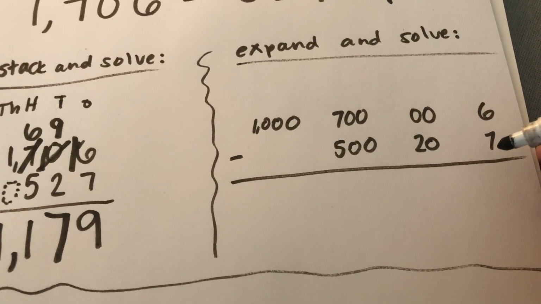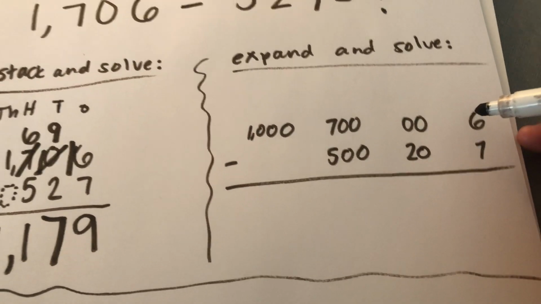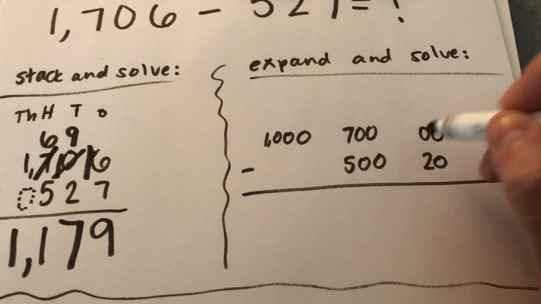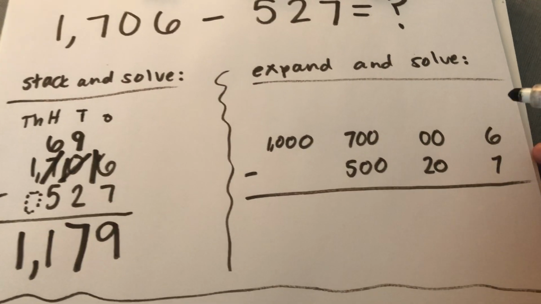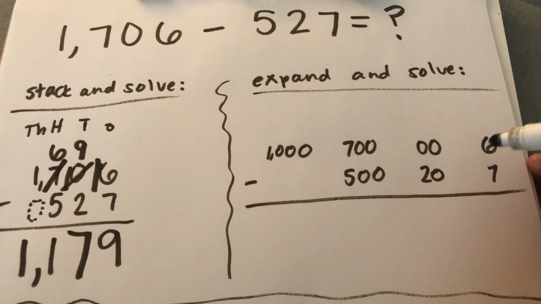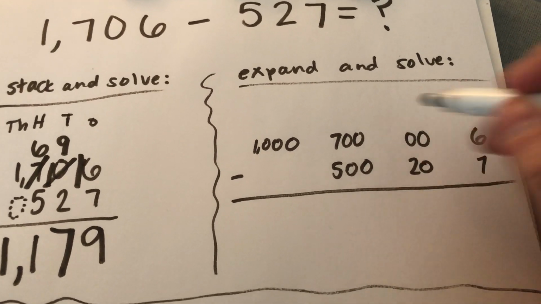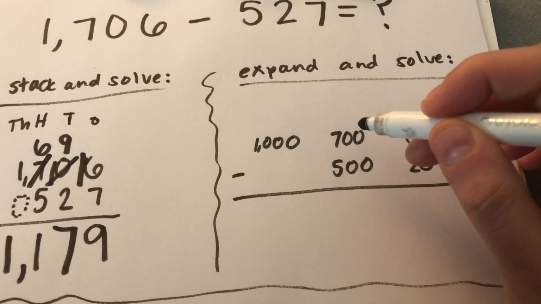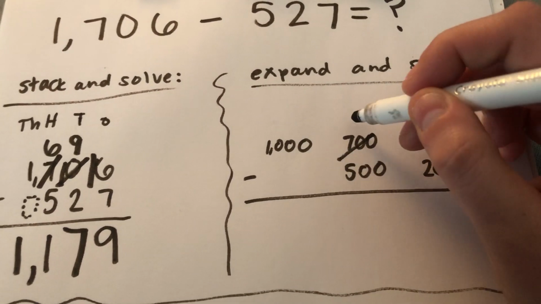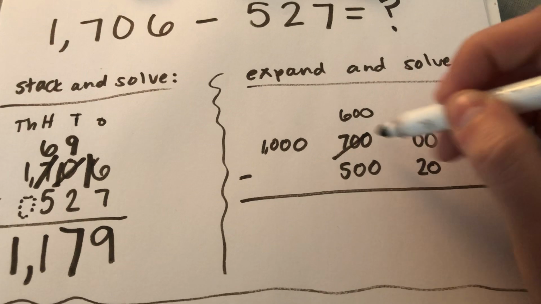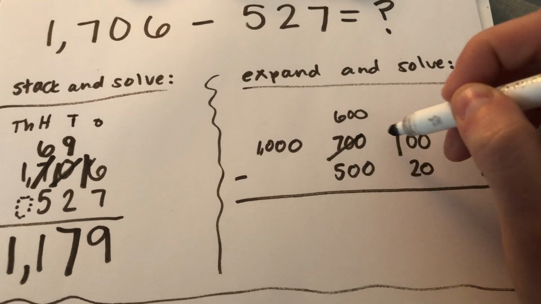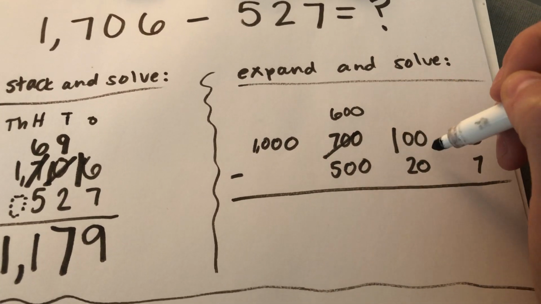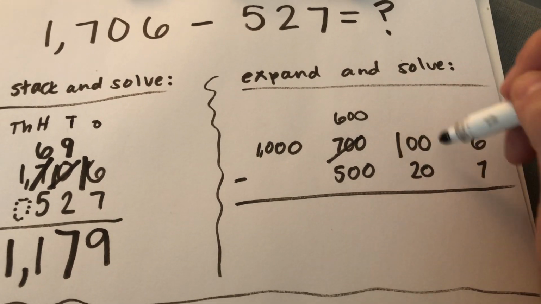Let's make sure we get the same thing on the expand and solve side. 6 ones minus 7 ones, there's not enough. 6 goes to regroup from the tens, but the tens doesn't have any. Remember, the ones can only regroup from the tens. They can't go to the hundreds or thousands. The tens can only regroup from the hundreds, so they're going to take 1. There'll be 600 left, and that 100 is given to the tens place, creating 100, because 10 tens is 100.